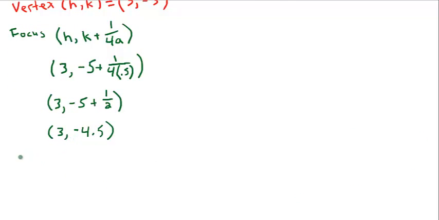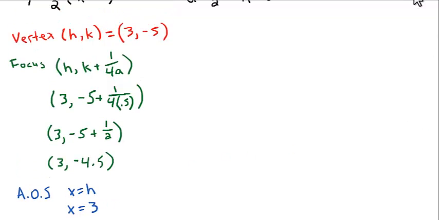Another thing we could do is our axis of symmetry. So I'm going to do that in blue. AOS for axis of symmetry. And that is going to be X equals H. That's a little bit easier. So we've got X equals our H, which is 3. Let's see, what else do we need?